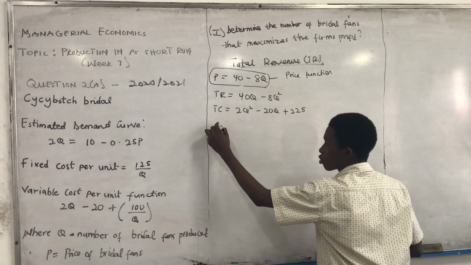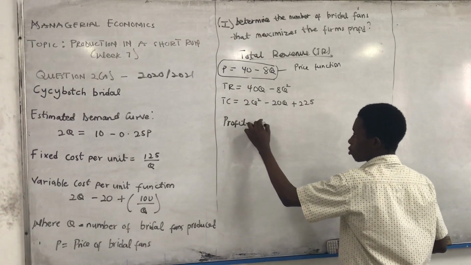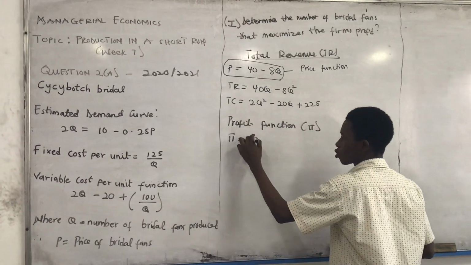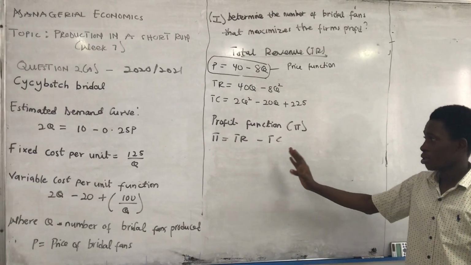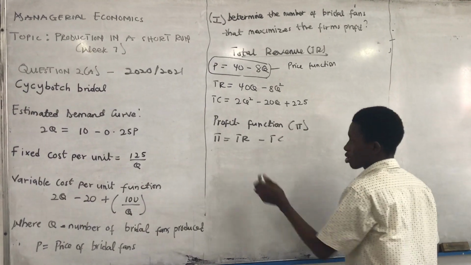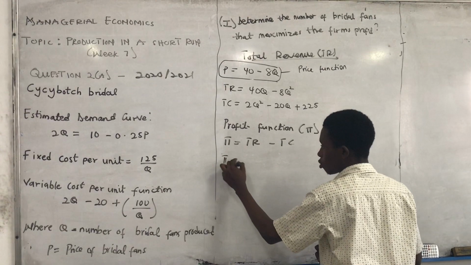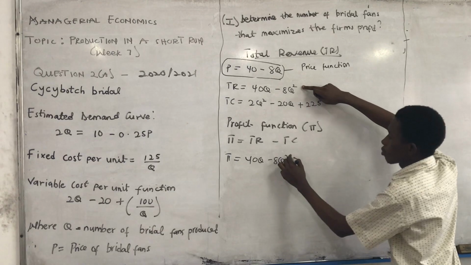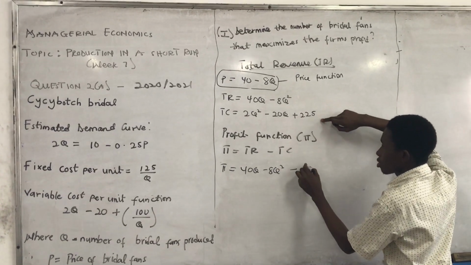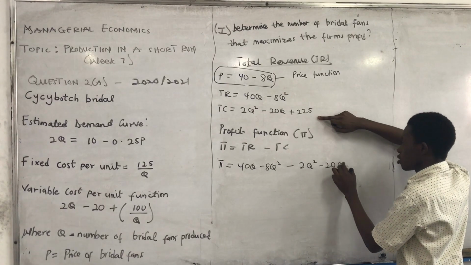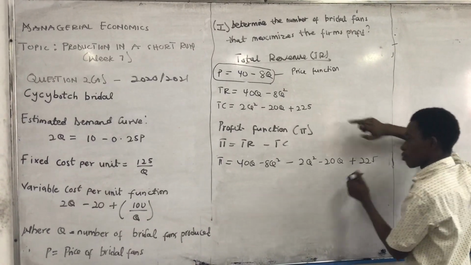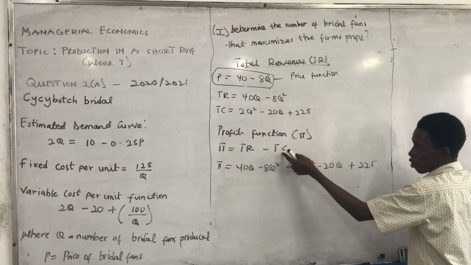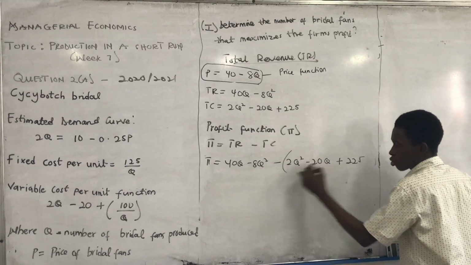So now we need to get our profit function. Profit is equal to total revenue minus total cost. So what was our total revenue? We had total revenue 40Q minus 8Q squared, minus our total cost function, 2Q squared minus 20Q plus 225. Now remember there's a negative here. This is total revenue. The whole of this is total cost. Remember there's a negative, so you just bring your bracket.